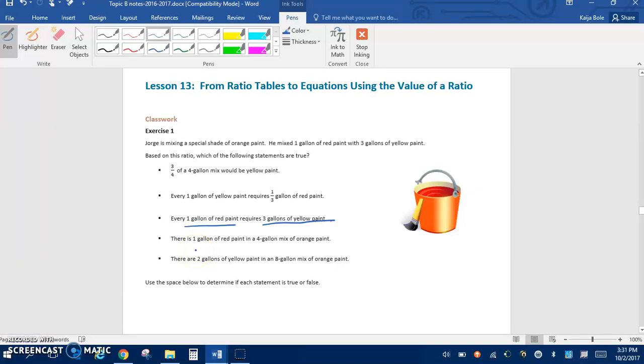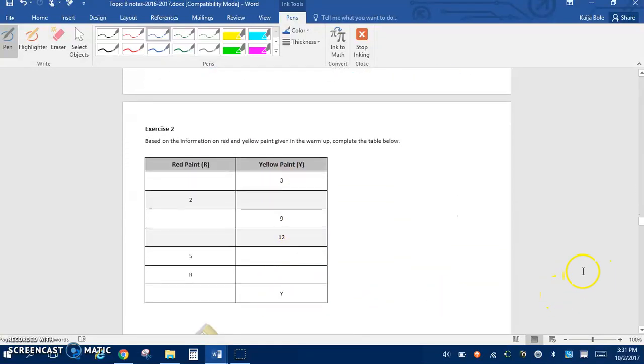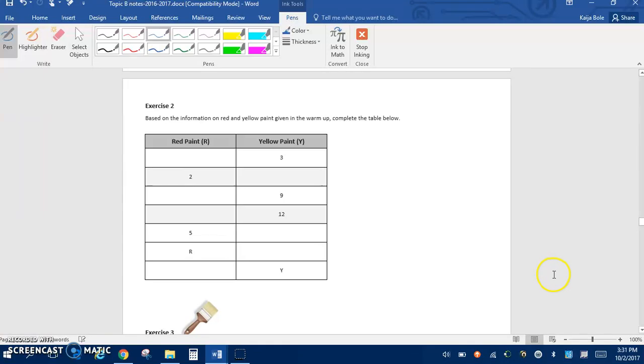Alright, and we're going to skip on to the next page, page 13. So go ahead and flip over. We're going to look at exercise 2. It says, based on the information on red and yellow paint given in the warm-up, complete the tables below. So we know, based off of what we underlined, that he uses 1 for red paint and 3 for yellow paint. Now in this lesson, we're going to start to write an equation to help us fill in tables for ratios.